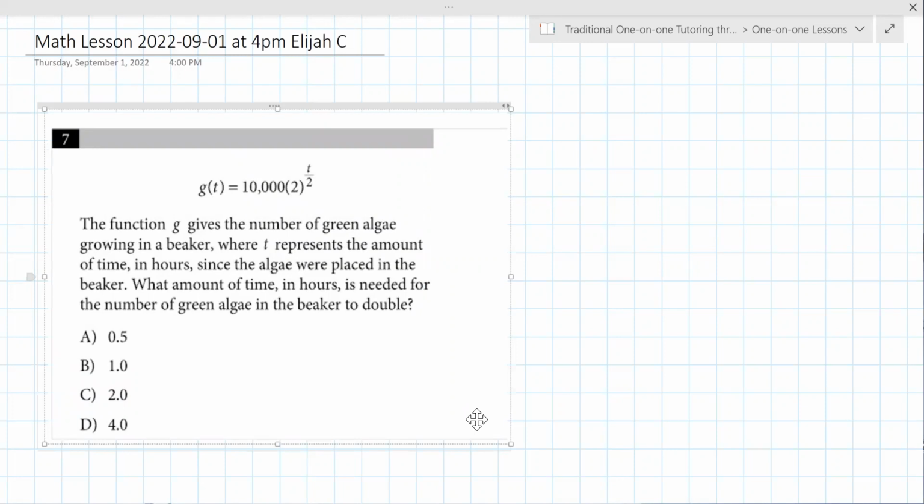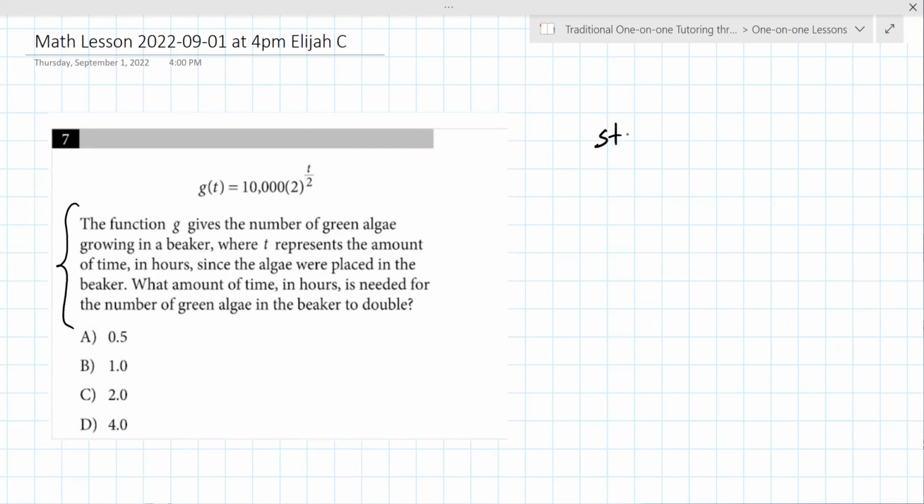Time? Do you remember? And it's specifically for story problems. You read the first part. Yeah, we should actually go right here. Okay. What amount of time is needed in hours to double? And that's all the word that we really care. Needed for the number of green algae in the beaker to double.